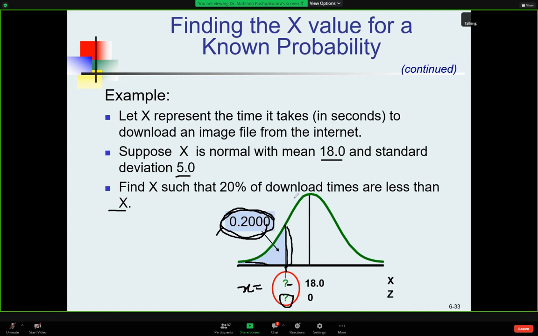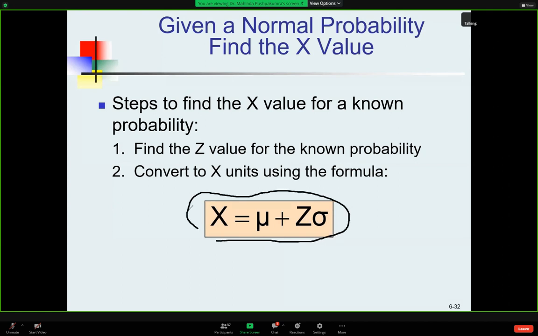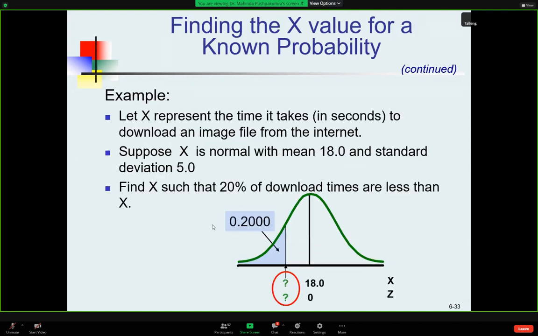Then if you know the z value, you can use this formula. If the z value is given, you can use this formula to find the value of x. Try to do this example. How to find the z value?